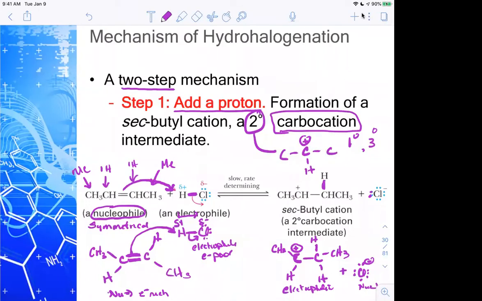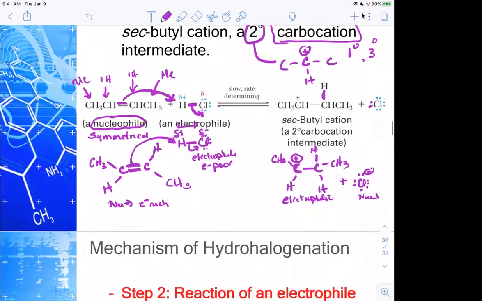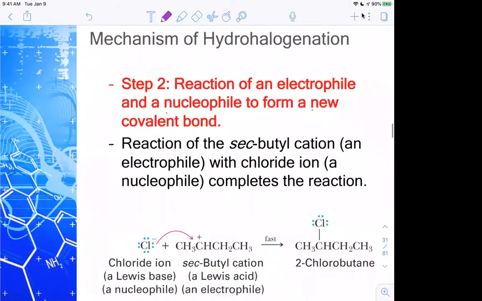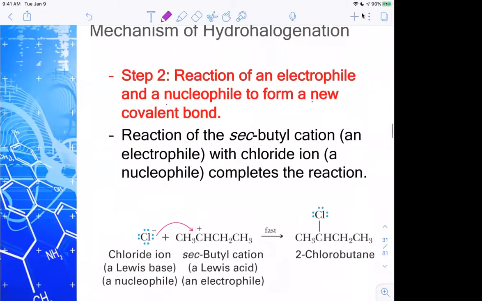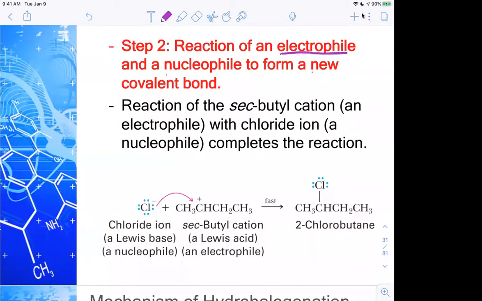So the first step is a nucleophilic attack of the pi electrons in the double bond on the hydrogen, and then the chlorine is going to leave. That bond is going to break, and those electrons are going to end up on the chlorine. So that sets me up for the second reaction. In the second reaction, I have the electrophile that was formed, my carbocation, and the nucleophile, which is the Cl minus, and they are going to react to form a new covalent bond.